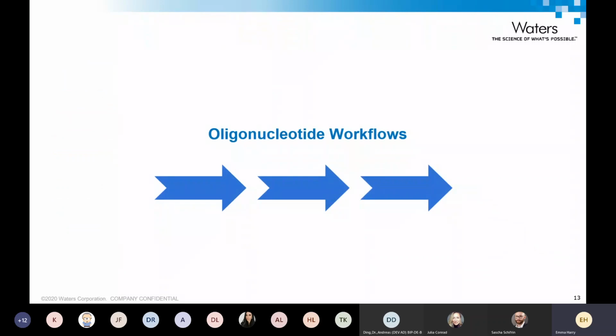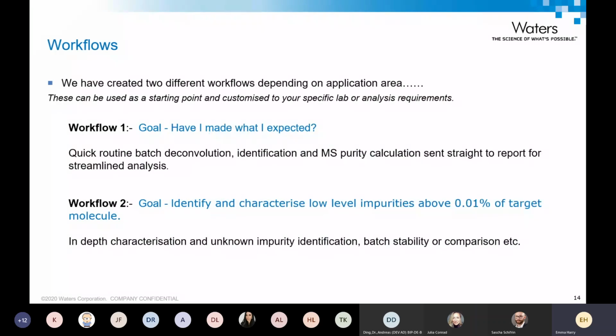So we have set up some workflows here at Waters. I just want to take you through some of our oligonucleotide workflows, and how we've set them up into 2 workflows. Workflow 1, and I think the goal there really is, have I made what I expected to make? We're looking at quick routine batch deconvolution, identification, and you can get MS purity calculations out of that. And we're sending all that straight to a report. So you can put your analysis on in the morning or in the evening, overnight, and in the morning you can have all your results straight in a report, and I will show you a report later.